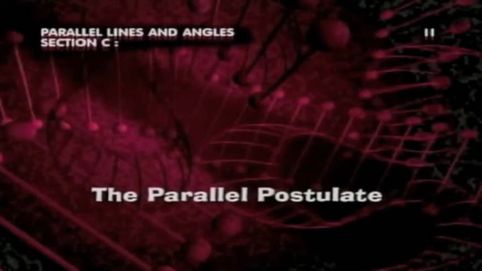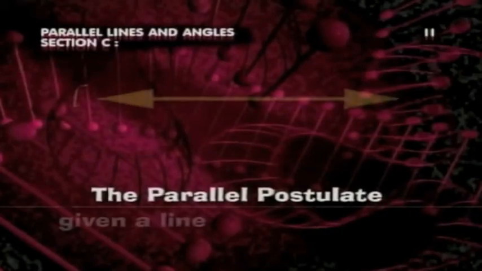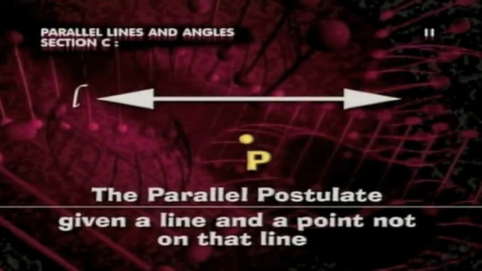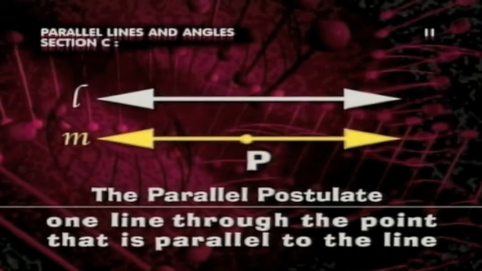The parallel postulate is one of the most important postulates in geometry. It says, given a line L and a point P not on that line, there's exactly one line M through the point P that is parallel to line L. Did you get that? So I've got a line and I've got a point, all in the same plane.